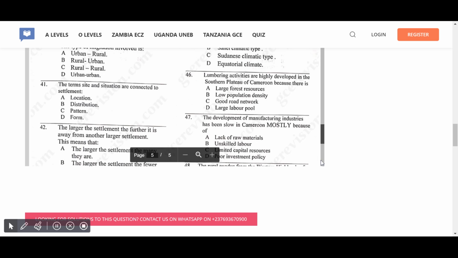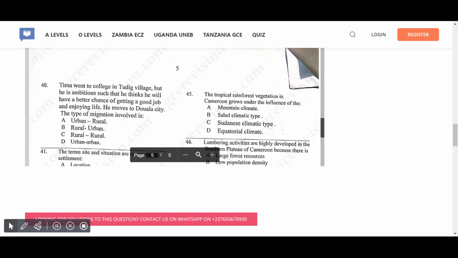Question 45. The tropical rainforest vegetation in Cameroon grows under the influence of the... The answer is D. Equatorial climate.